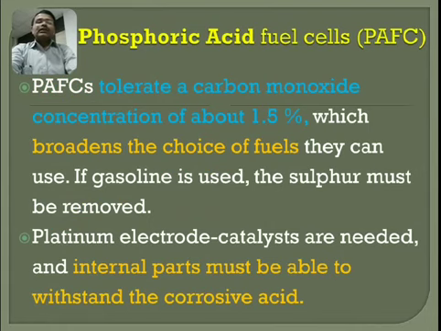These types of fuel cells tolerate a carbon monoxide concentration of about 1.5%, so it broadens the choice of fuel we can use. If we are using petrol, the sulfur type of impurities should be removed from the petrol or gasoline type of fuels. And here the platinum electrode is to be used as a catalyst. Mainly it is used, but the platinum is costly, so it is actually a drawback.